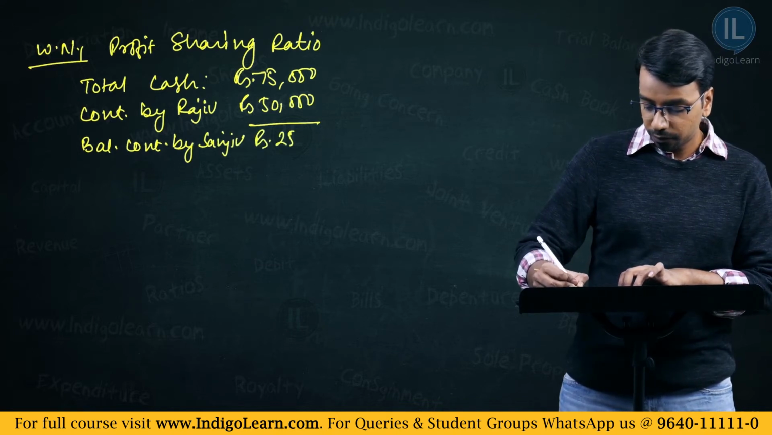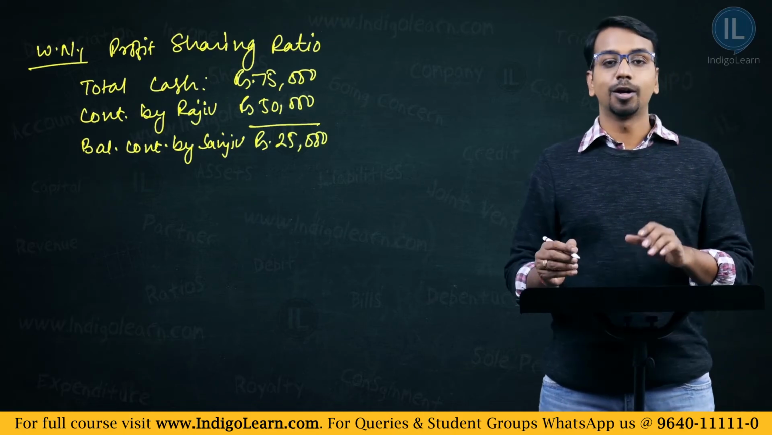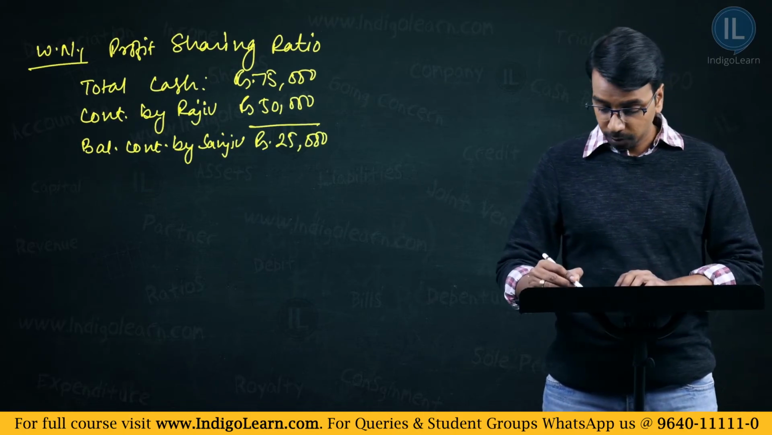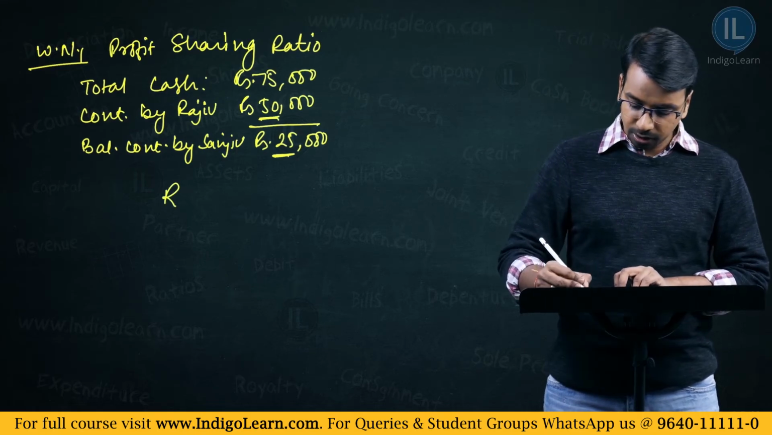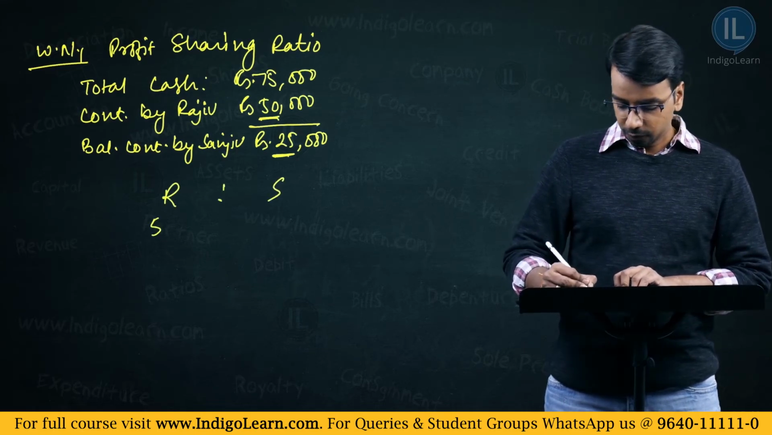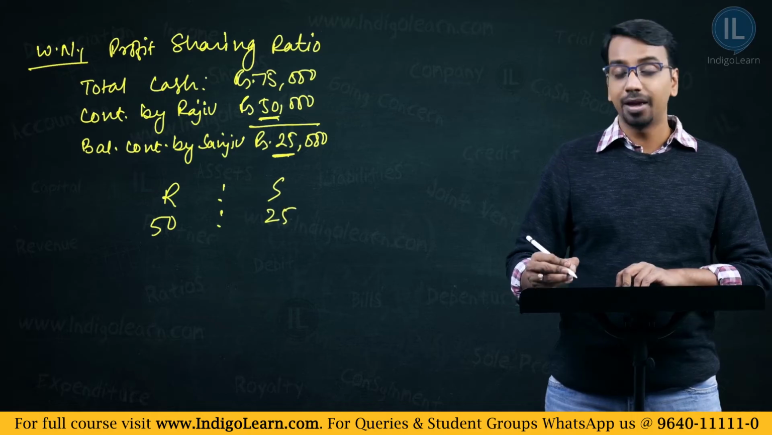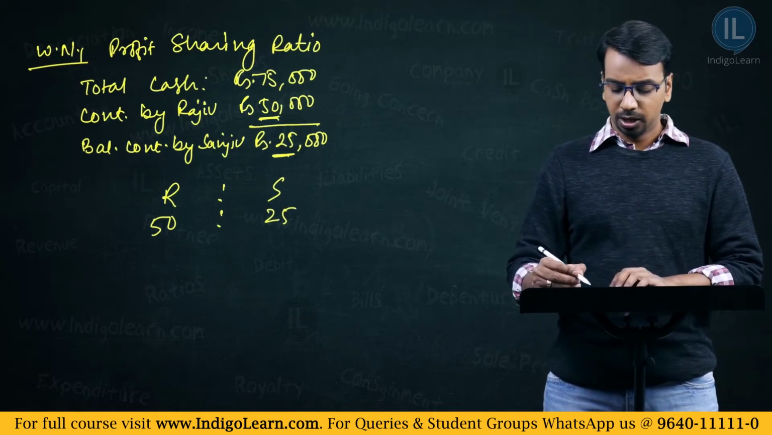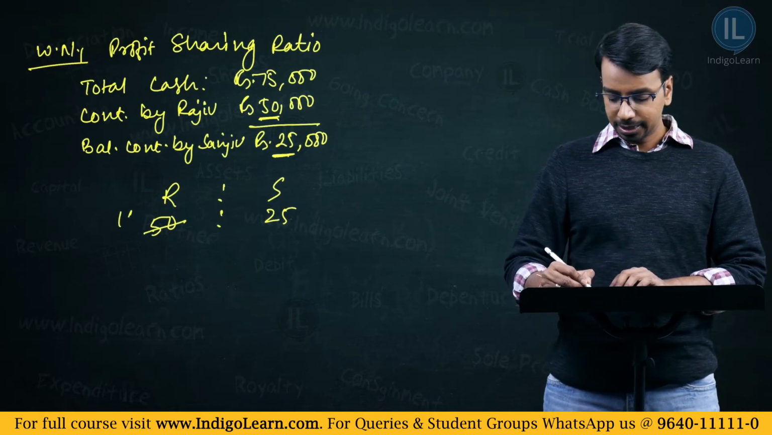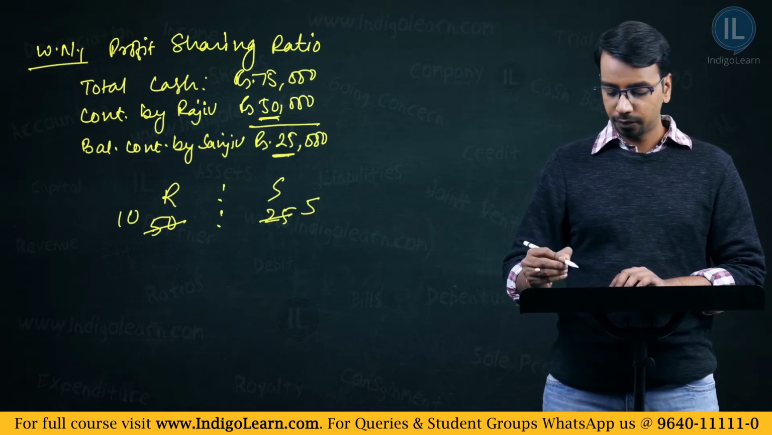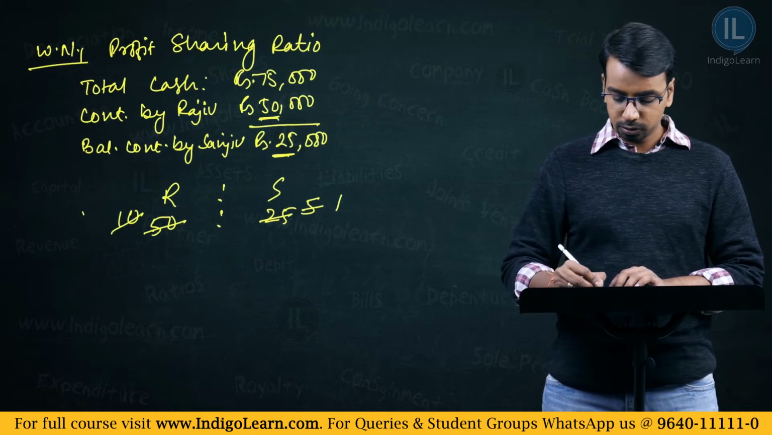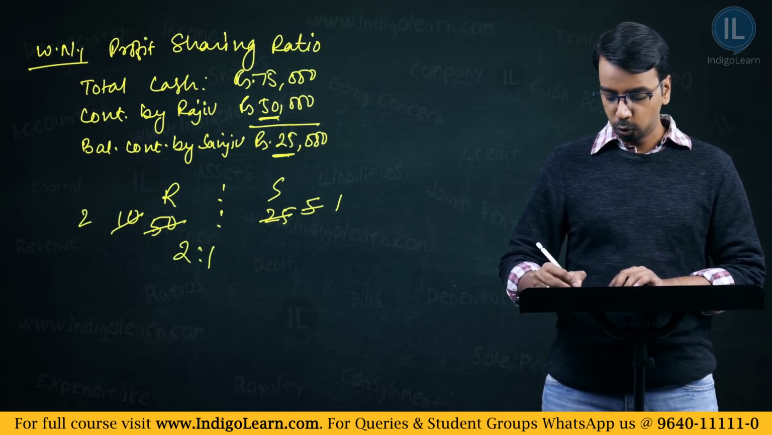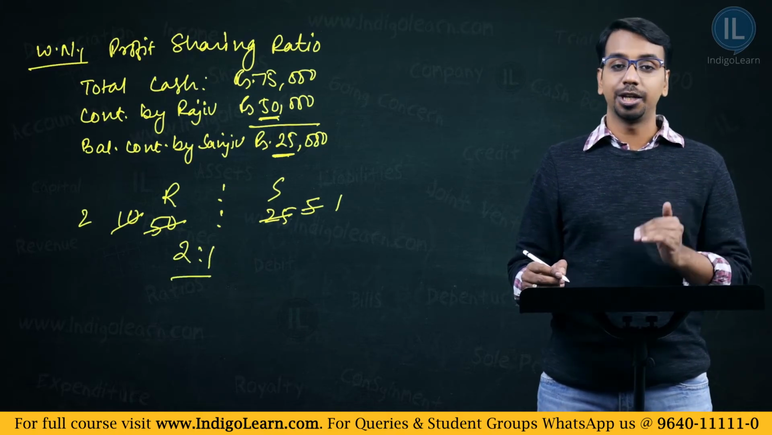Rupees 25,000. Now, what is the profit sharing ratio? The profit sharing ratio is 50 and 25. So, between Rajiv and Sanjeev, it is 50:25. We can simplify it further as well. So, 5 goes 10 times, 5 goes 5 times, and 5 goes 1 time, 5 goes 2 times. So, it is 2:1. This is the profit sharing ratio.